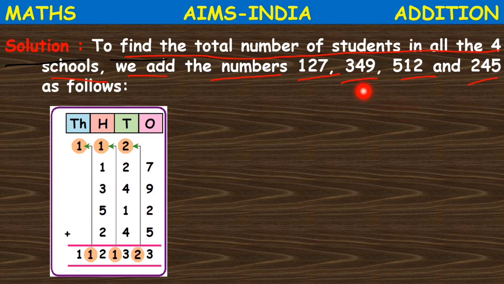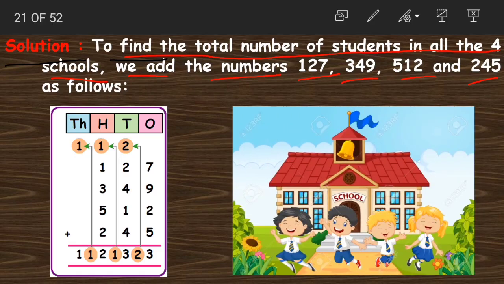Students, what did we also discuss? That we should add the numbers given in the question. Now see, we have 127, 349, 512 and 245 here. Now how will we add this? You can take two numbers and add, okay? 7 plus 9 becomes 16. Now add 2 to this 16. 16 plus 2 becomes 18.